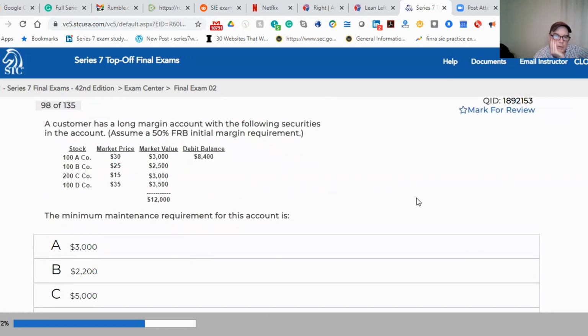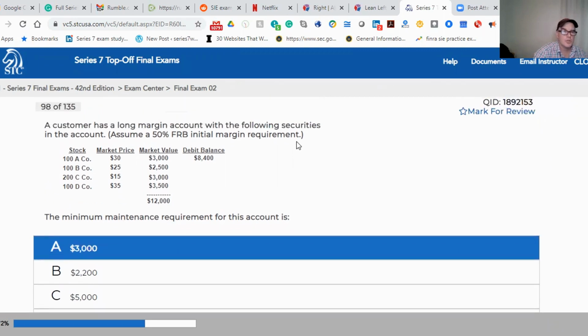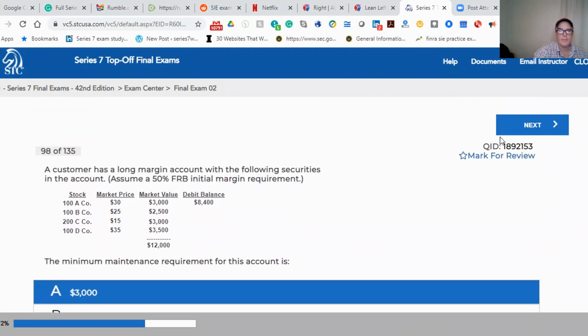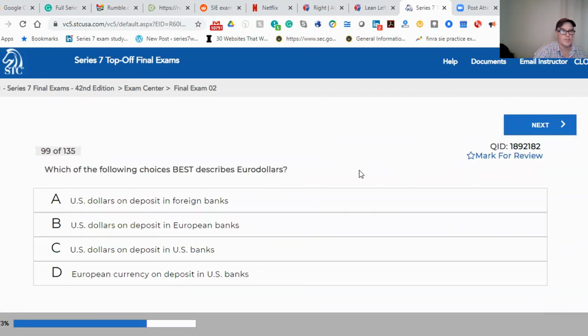Customer has a low margin account. Okay. So first, market value is 12. What's the minimum maintenance? This is super easy, even though it looks harder. So you do 12,000 times, is it long? It's long, 0.25, should be $3,000 because minimum maintenance is 25% on a long and 30% on a short. Just making sure everything's long. Good. That should be the answer. Boom. Okay. You know 100 is going to be a tough question.